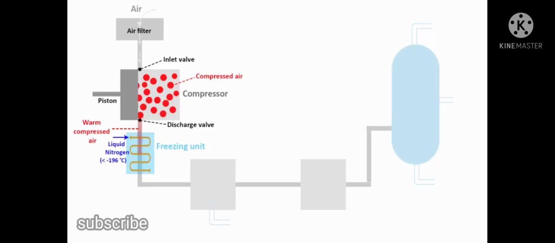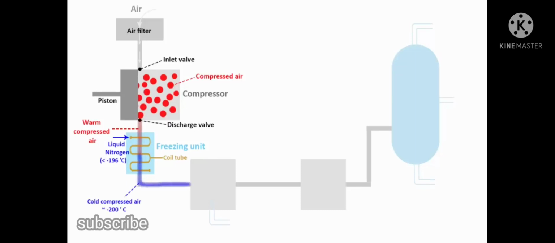Rather, the discharge pipe through which the compressed air flows out is covered with coil tubing. Liquid nitrogen is pumped into that coil tube, which is in direct touch with the discharge pipe through which compressed air is flowing out. After coming in touch with liquid nitrogen, the compressed air becomes cold. The temperature falls down to -200 degrees Celsius.